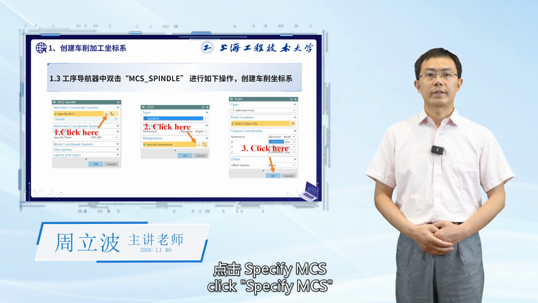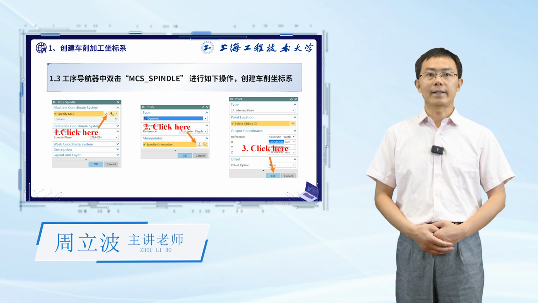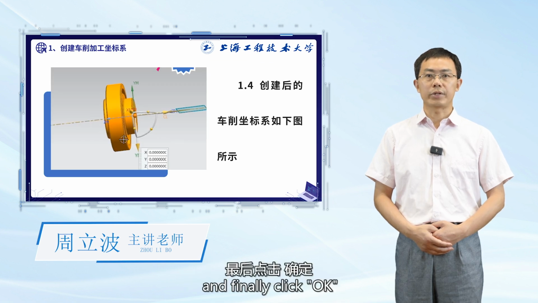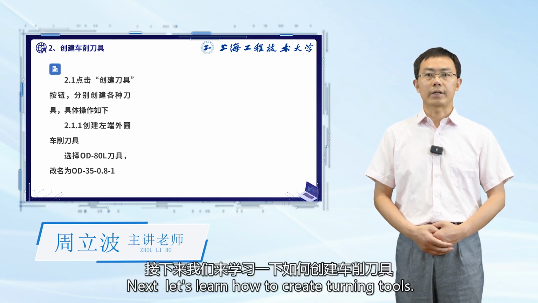Click Specify MCS. Click Specify Orientation. And finally click OK to complete the creation of the turning coordinate system. Next, let's learn how to create turning tools.